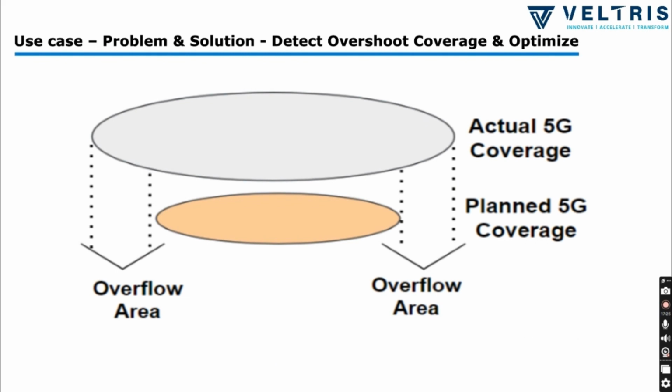Let us look into the next use case, that is to detect overshoot coverage and optimization of the same. In this case, the operators do a gradual network evolution using NR SL in a location with higher capacity need. The actual coverage is more than the planned coverage. The problem with too large coverage is that the planned capacity may not be reached. As such, it is important to keep the coverage in the planned area. This problem has to be automatically detected by CCO.